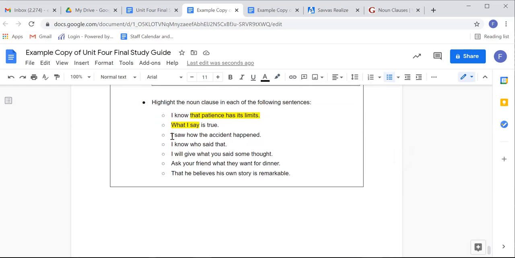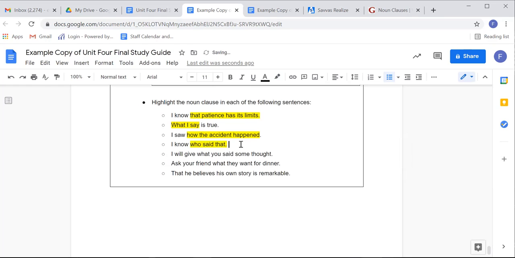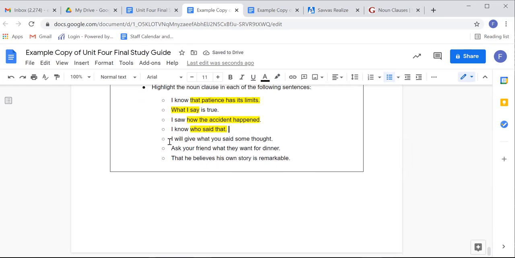I saw how the accident happened. Your noun clause is how the accident happened. It is the thing that you saw. It represents one idea. I know who said that. Your noun clause is going to be who said that. So I'm going to make that yellow. It's the thing that you know. It's one thing. I will give what you said some thought. This one actually has the noun clause in the middle. It's what you said. It's explaining what you were giving thought to, the thing that you were giving thought to.